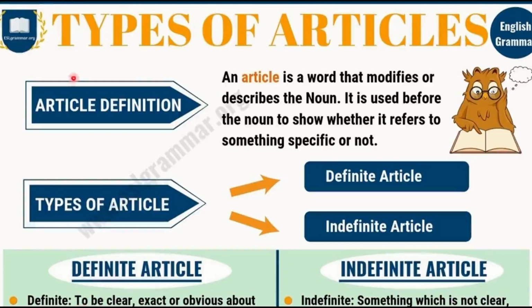Then what about indefinite article? By the name itself you can understand, definite means we are so sure that thing is very sure. That is definite. That's why we are using definite article over there. If you are not sure about that something and not clear about something, we can use indefinite article over there. Indefinite articles are for something which is not clear or obvious or exact. We are not sure about that. For that thing we can use indefinite article.